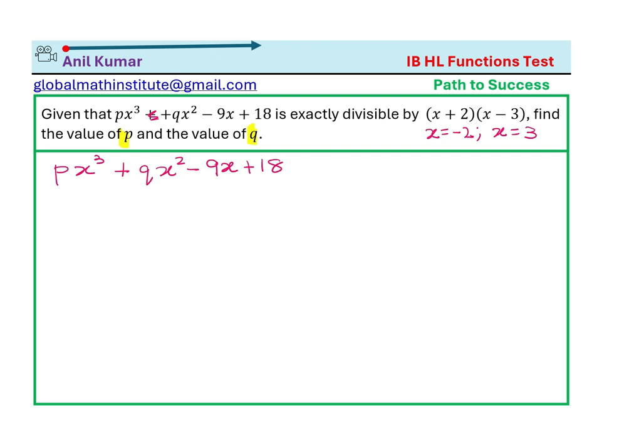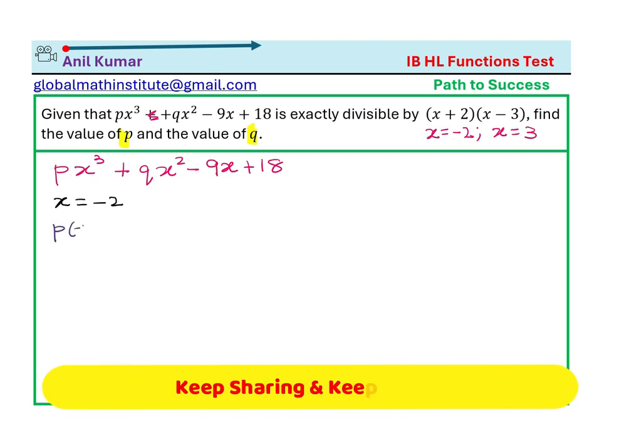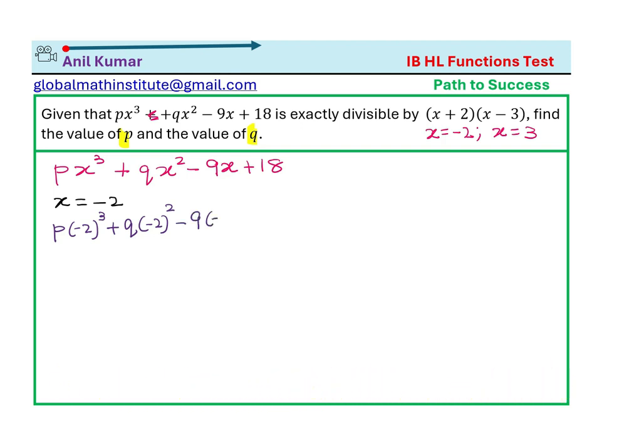You need only two equations to solve for these two unknowns for a unique value. Correct. So let's do it. So first, let's put x equals to minus 2. And in that case, what do we get? So we get p times minus 2 cubed plus q times minus 2 squared minus 9 times minus 2 plus 18, and that should be equal to 0.